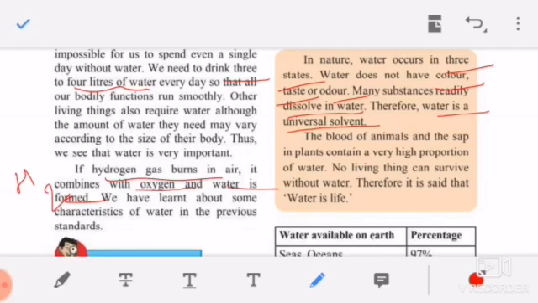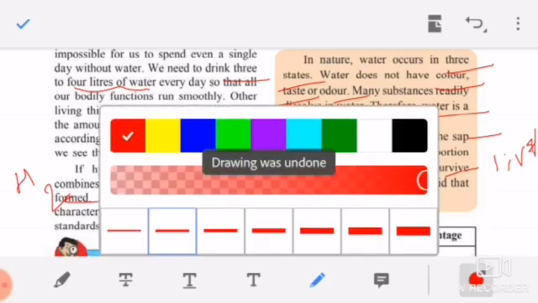Now, children, further, the blood of animals and the sap in plants contain a very high proportion of water. Animals' blood and sap in plants contain a very high, that means large, amount of water. No living things can survive without water. Children, no living thing on this earth can survive, means live, without water. That is why water is called life.